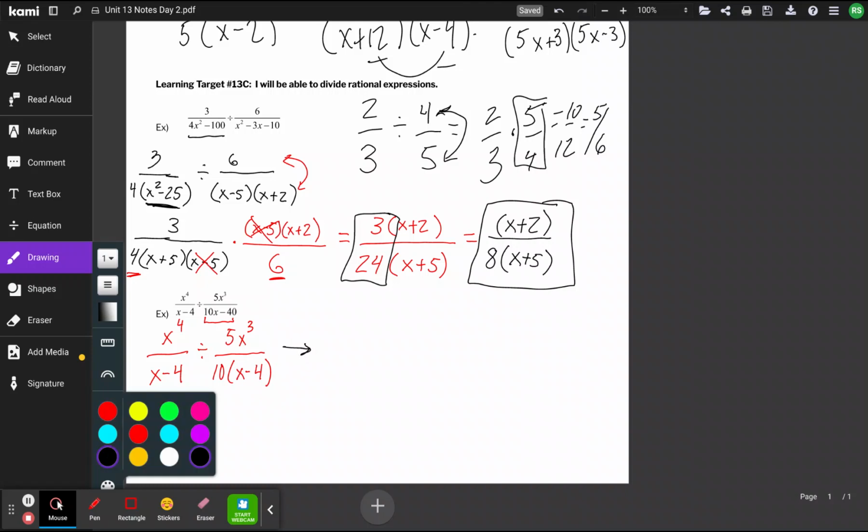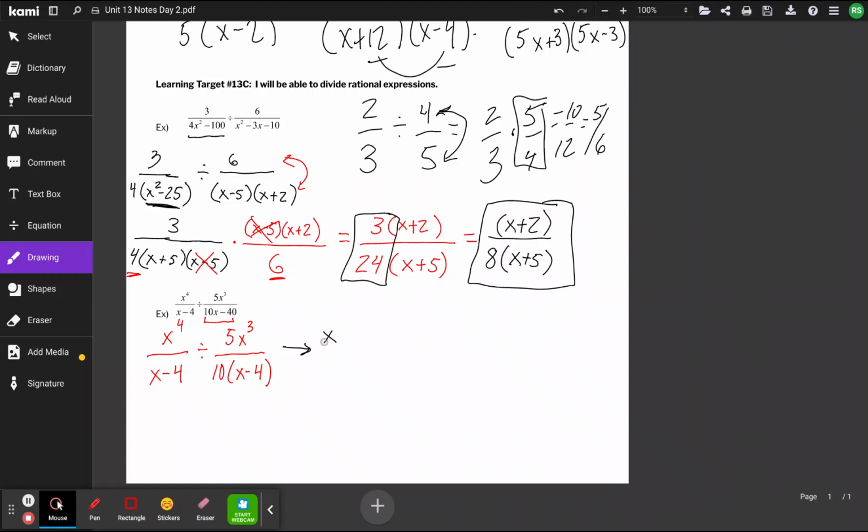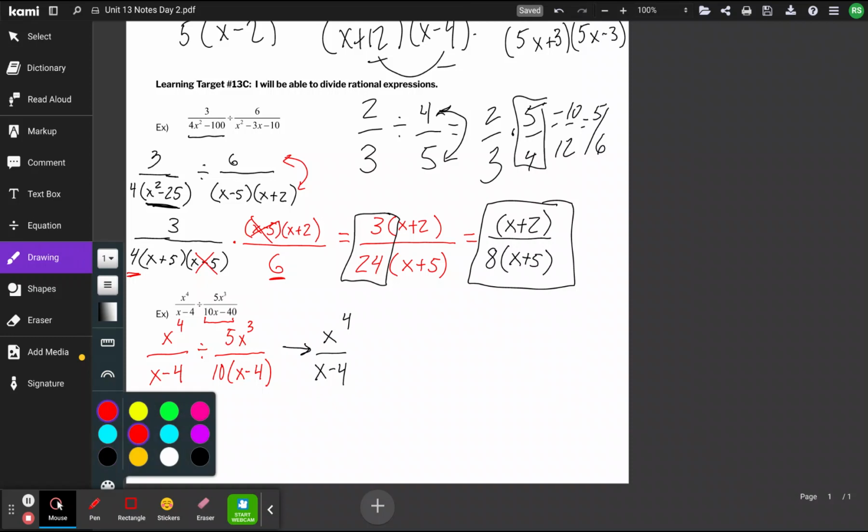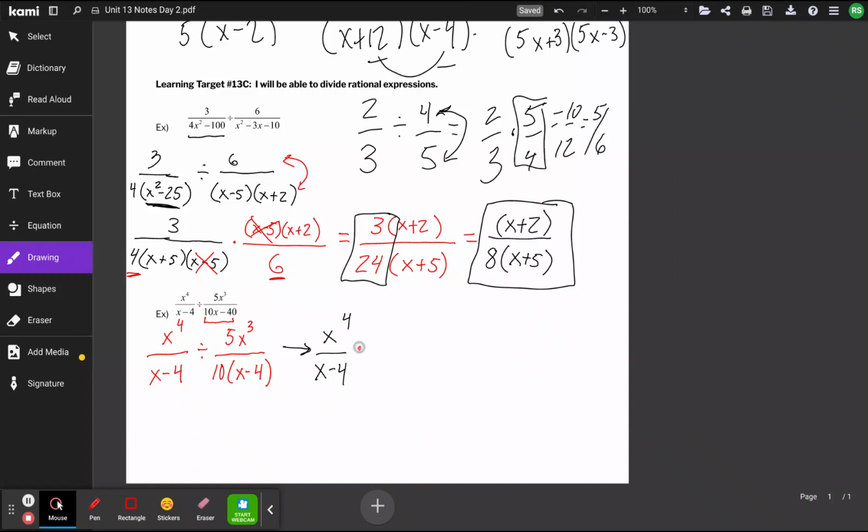This now turns to multiplication. So we have x to the 4th over x minus 4. We're dividing by a rational expression. That means we're going to take the reciprocal. Our problem changes to multiplication. We have 10 times x minus 4 over 5x to the 3rd.